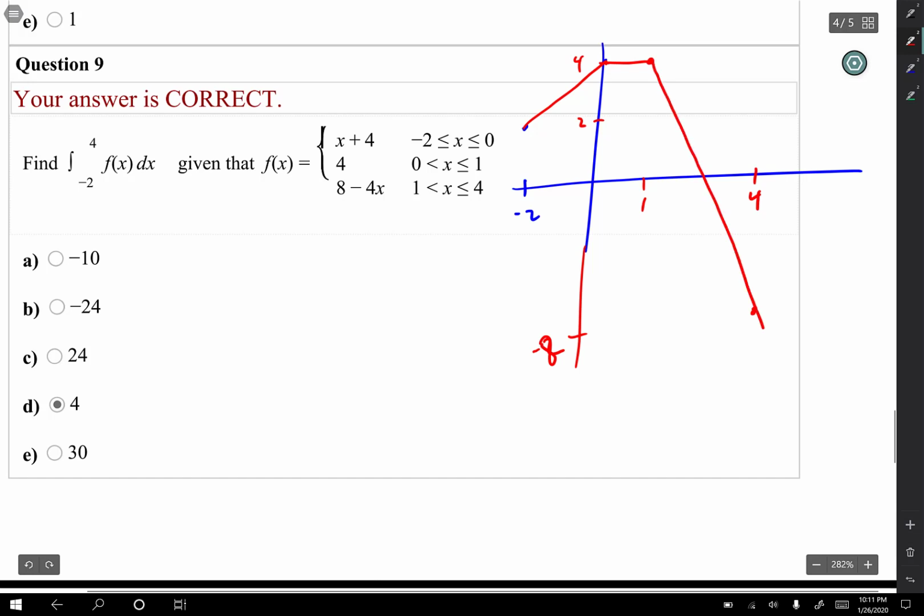And then we just, there it is. All right, they want all this area. I'm looking and I can see that I have a triangle here. So I'm going to calculate the area of that triangle, and I can see that I have a trapezoid and a rectangle, right.